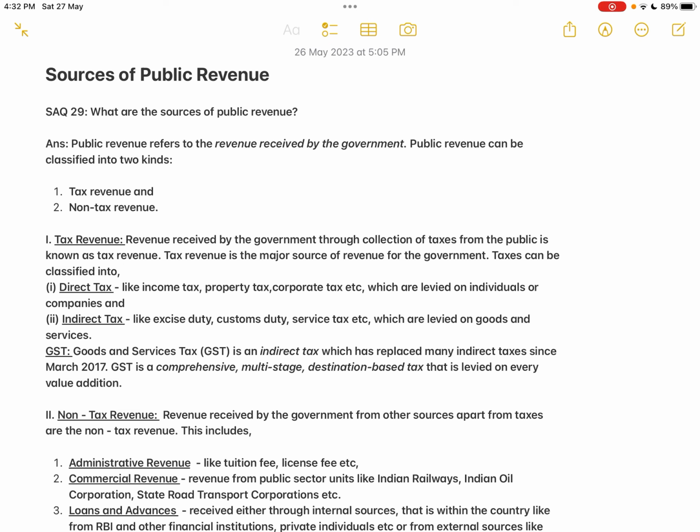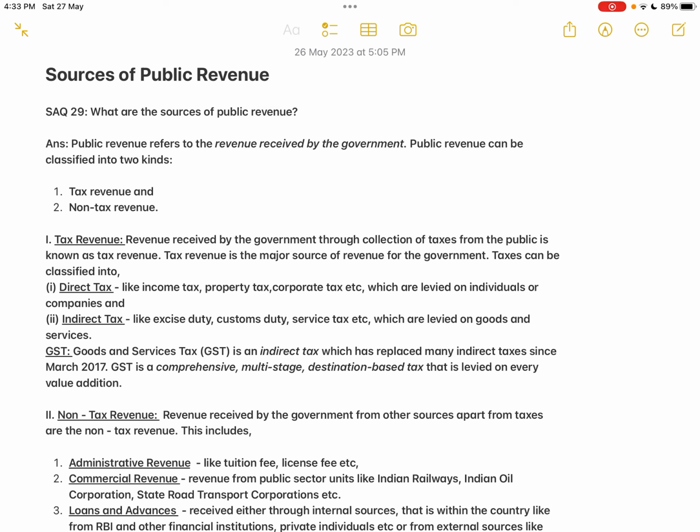So the government is imposing the tax on person A, and that person is responsible to pay the tax to the government. The government is imposing the corporation tax on company B, and that company is responsible to pay the tax to the government. So the person on whom the government is imposing the tax is the impact of tax, and who is actually finally paying the tax, that is called the incidence of tax. So the direct tax is something where the person on whom the tax is imposed, the same person is paying the tax to the government.